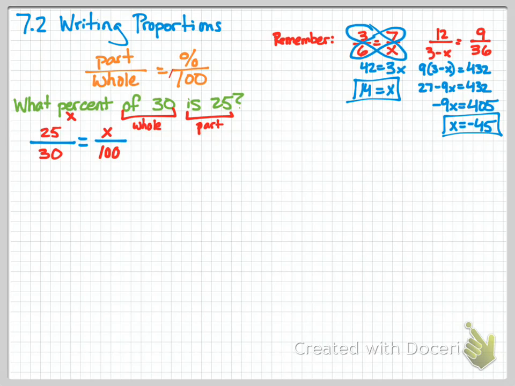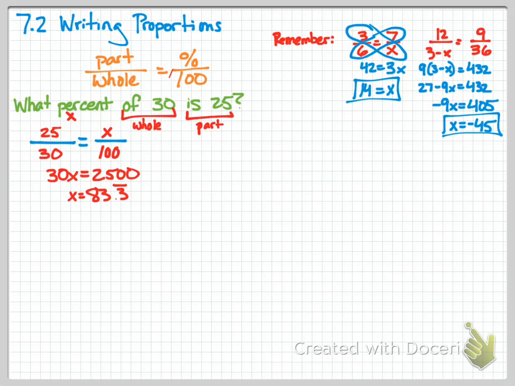And then the other two pieces include the part and the whole. So we have to look at the wording. Of 30 means out of the total 30 that they have, what percent is 25? So 25 is a piece of the whole 30. So you got to think, the piece means the part. The part goes on top. The word is usually goes with the part, and the word of usually goes with the whole.